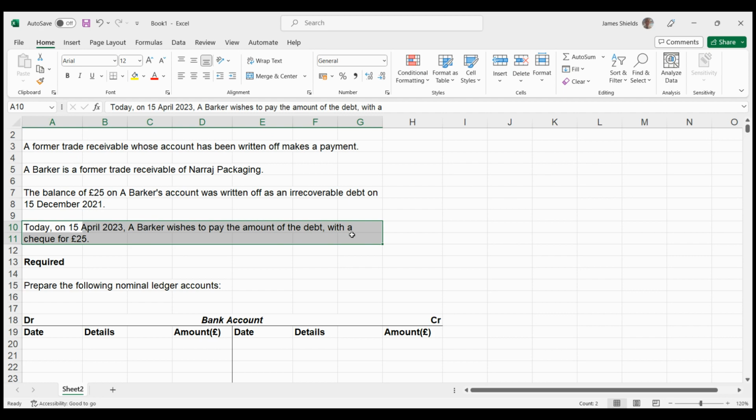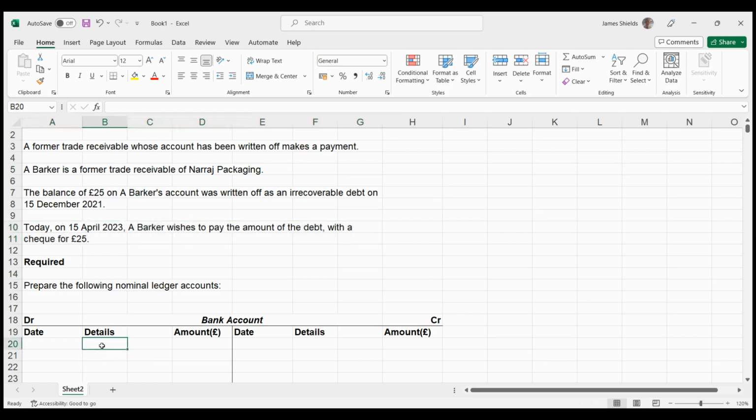So we go to our bank account. We received money from A. Barker. If we received money in a bank account, it goes on the debit side. So the details are going to be A. Barker, the person we received the money from, and the amount was £25, and the date was the 15th of April 2023.